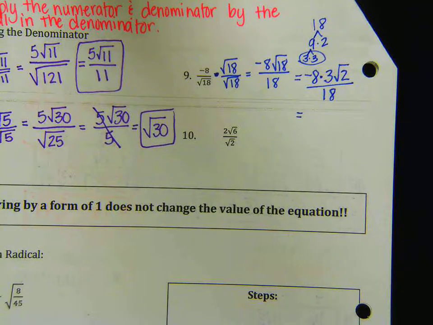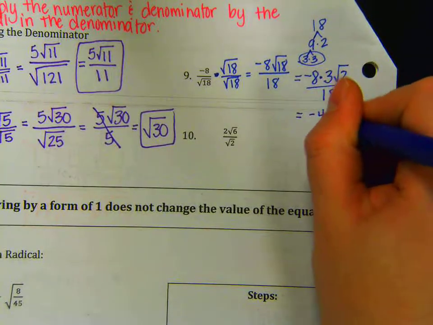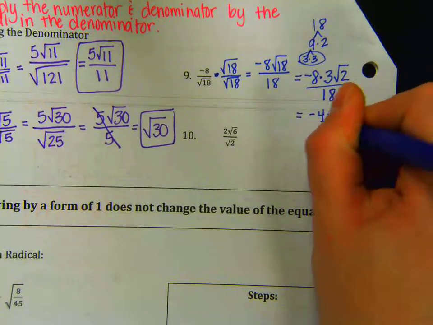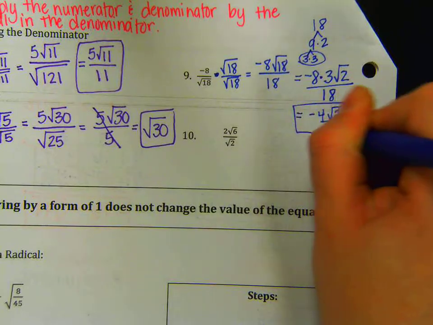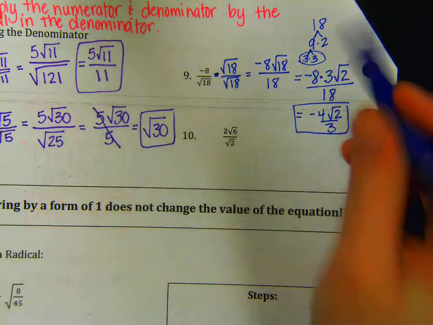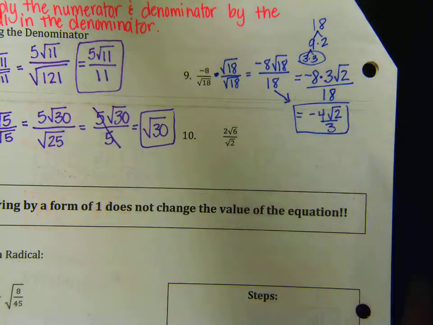From there, I can multiply negative 8 times 3, which is negative 24. And then simplify it by doing negative 24 divided by 18, which is negative 4 thirds. So negative 4 root 2 over 3 should be your final answer. True, but not completely simplified. This one is better.